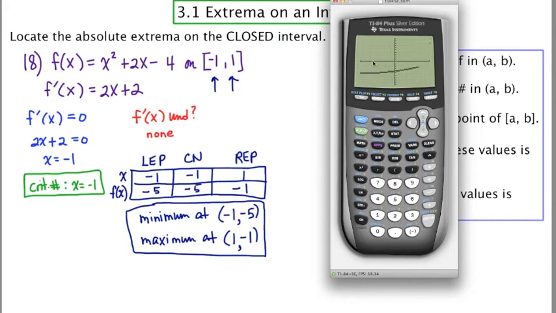So here's -1 over here, there's 1, and this is the portion of the parabola. Now this looks like it's the lowest point that I'm seeing, and that should be at (-1, -5). So this is -1, and I drop down to here and I go over. That looks like it's about -5.